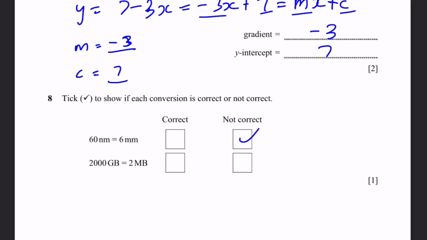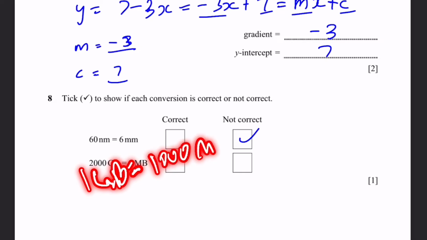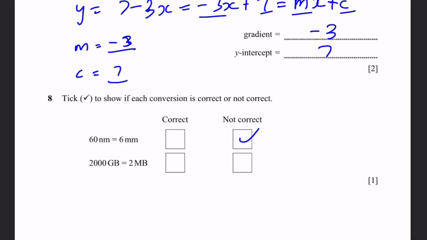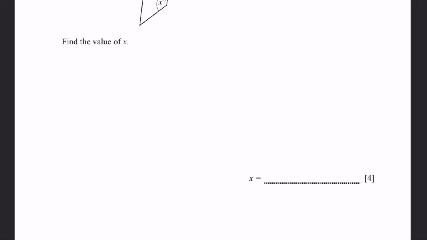Now 2000 gigabytes equals 2 megabytes. Well, 1 gigabyte is equal to 1000 megabytes. So obviously this is wrong, since when going from gigabytes to megabytes, you have to multiply by 1000, not divide, which is what they've done, so it's not correct. Let's go to question 9.